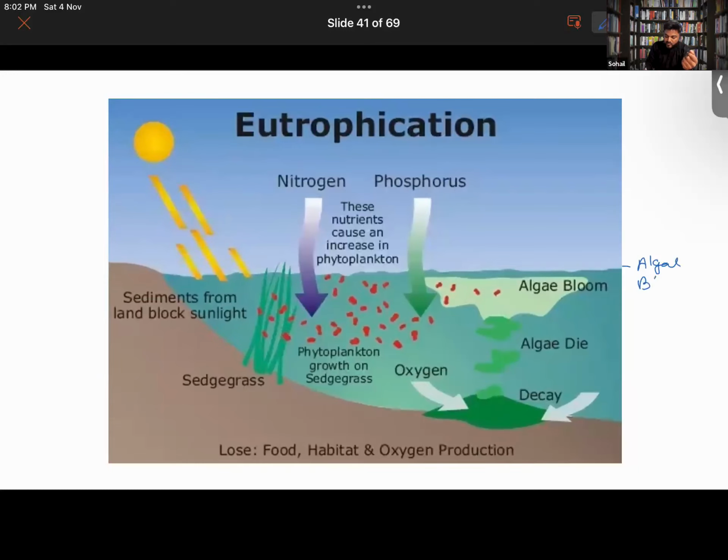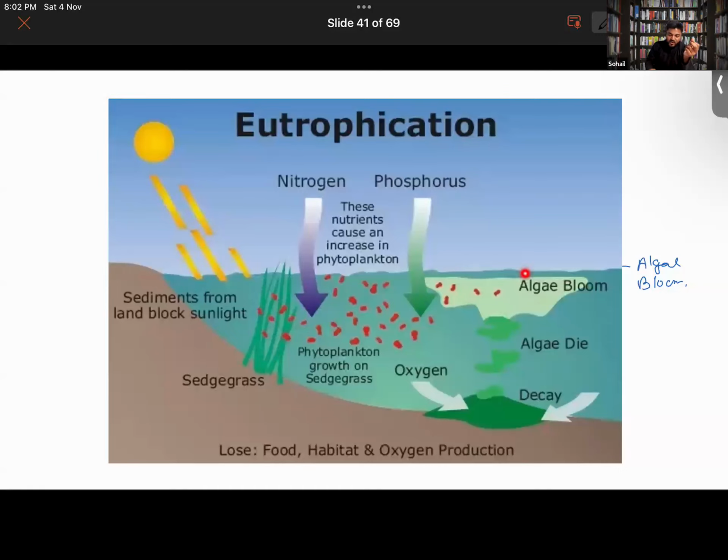Algal bloom. Because of that, they will utilize up the oxygen dissolved in this water, right? Thereby, it is depriving the fishes of the oxygen, and thereby the fishes will also die. It is also depriving the water of the oxygen.